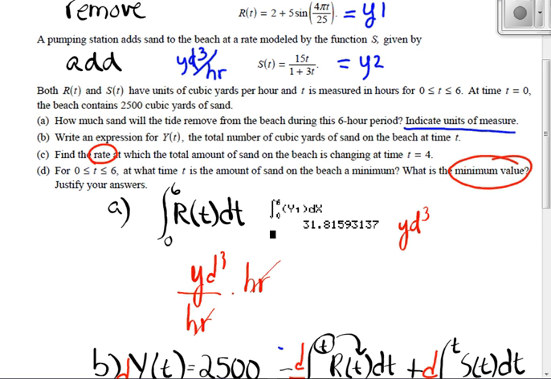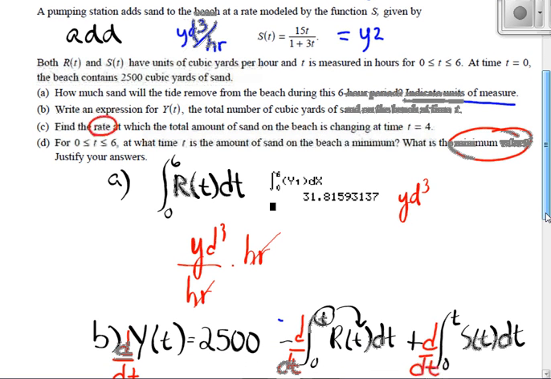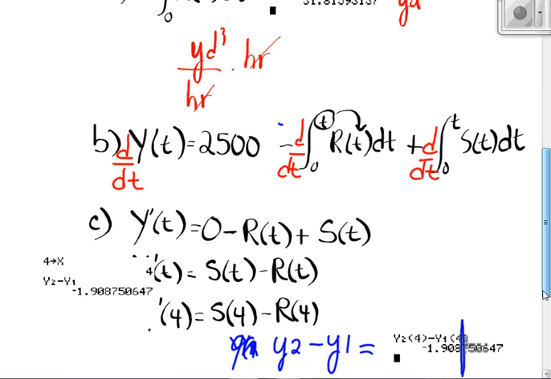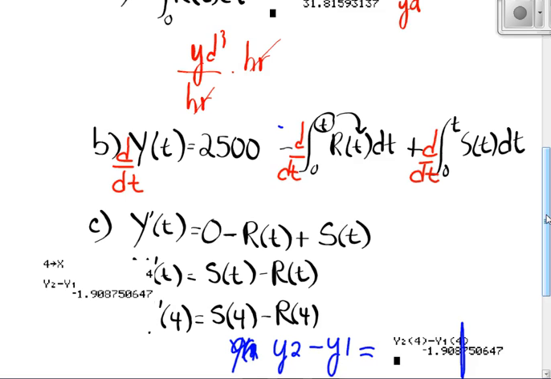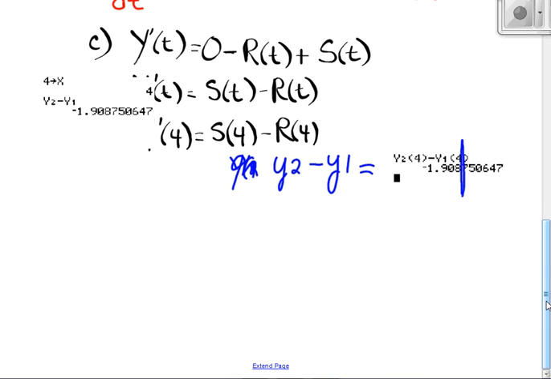Now I want the total amount of sand to be a minimum. So which function do I want? Y of t, because that's the total amount of sand on the beach at any given time. So I want y of t to be a minimum. I hope you get this because this is easy. Where are your critical points, Luke?